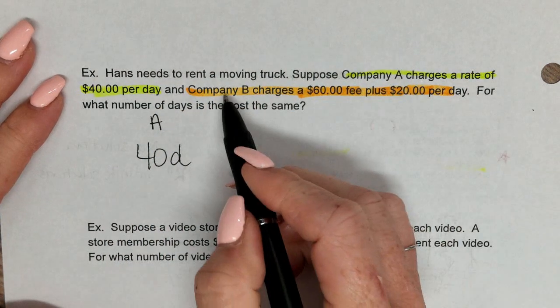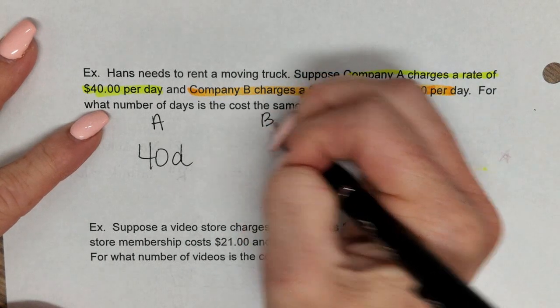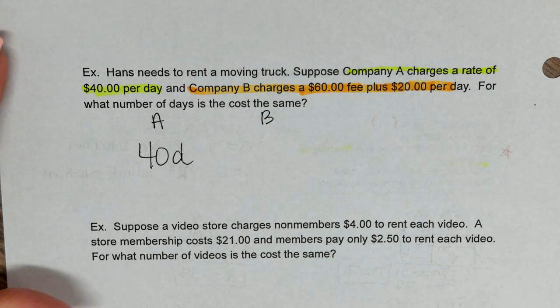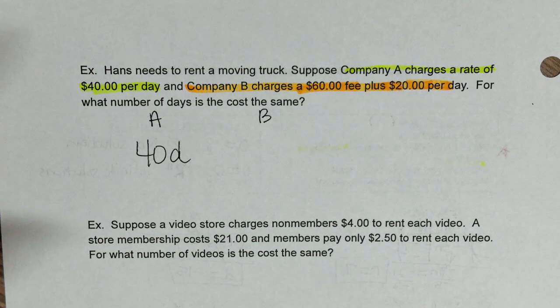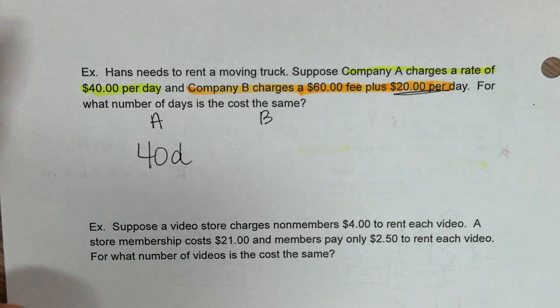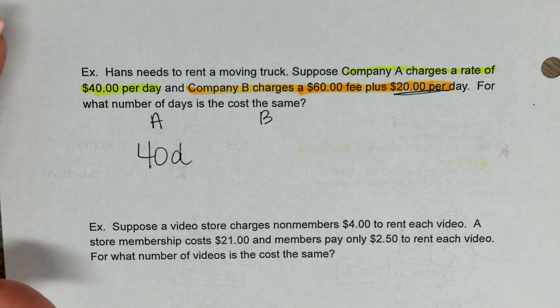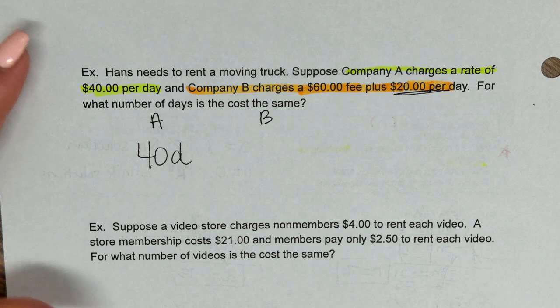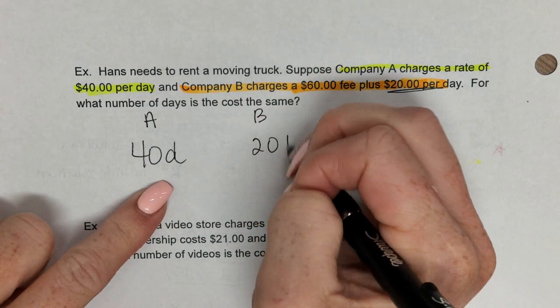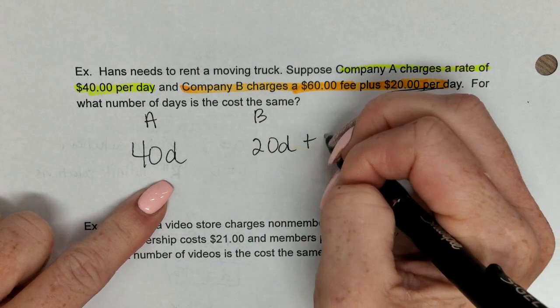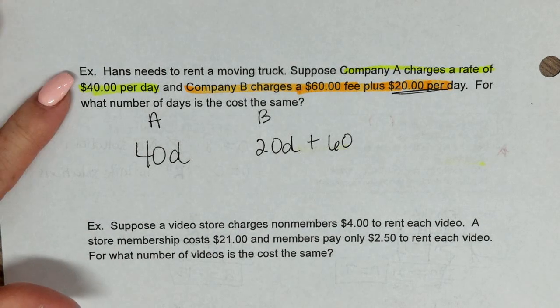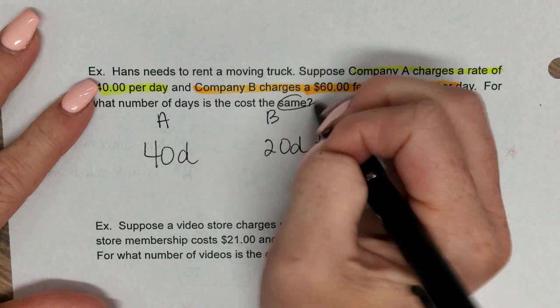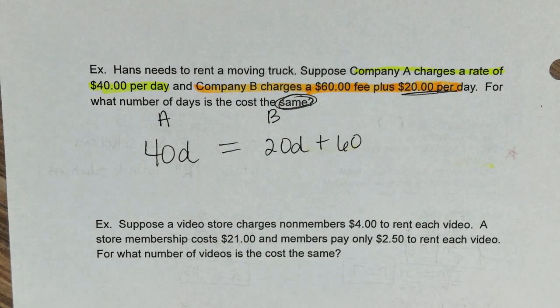All right. Company B. Now let's go do one for company B. Company B charges a $60 fee. Is that a rate or a constant? Constant. Plus $20 per day. Is that a rate? Yes. All right. How would I write that? 20d plus my one-time fee of 60. Now, how do I know that I'm putting an equal sign in the middle? It says for how many number of days will the cost be the same. So I put an equal sign in the middle and I solve.